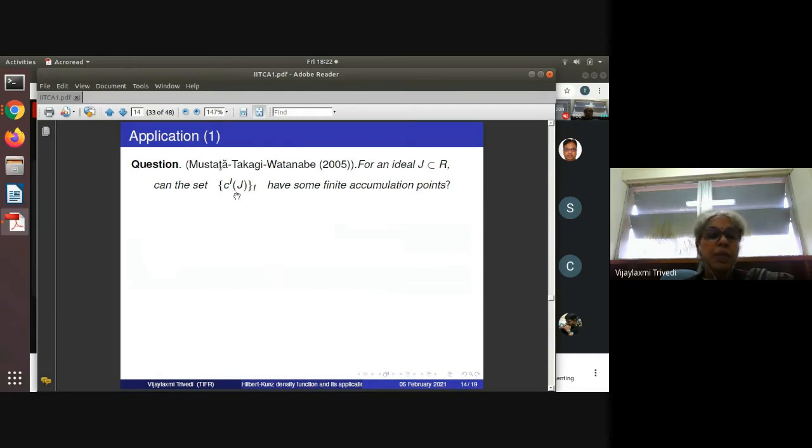Now I'll give two applications of this notion of the HK density function. Mustață, Takagi, and Watanabe had asked this question. Fix an ideal J, look at all its thresholds. Does it have some finite accumulation points?